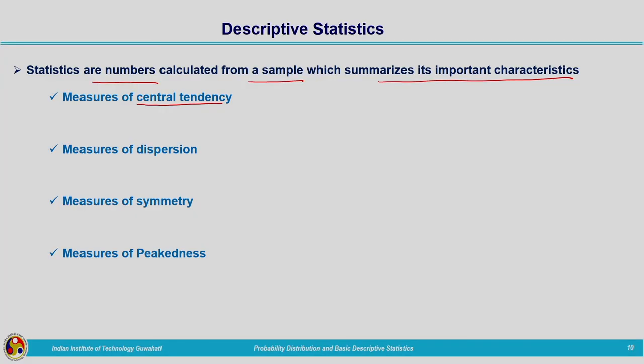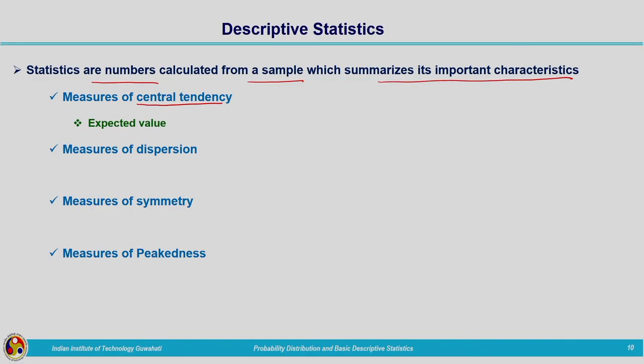So, measures of central tendency include expected value or mean. Actually, when we talk about central tendencies, from school days onwards, we have studied mean, mode, median. All these things you know already. Here, I am discussing only the mean, that is the expected value. The second one is measures of dispersion. In this, we will be discussing variance and the corresponding standard deviation. Coming to measures of symmetry, it includes skewness. Measures of peakedness include kurtosis. So these are the four characteristics or properties in terms of descriptive statistics we are going to discuss.